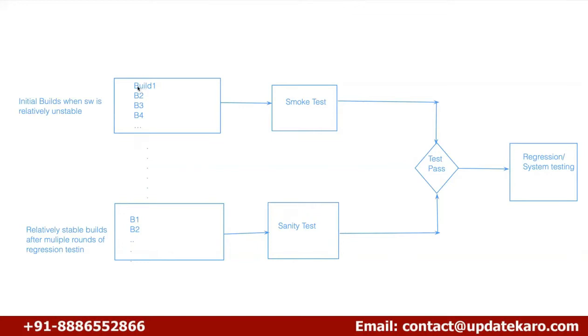If build one fails, meaning we could not install it successfully, we'll raise a ticket that the build is buggy and assign it to the developer. The developer fixes the build issues and provides one more build. Let's assume that build is B2, and now we are able to install the build successfully. Immediately we launch the application and see whether we are able to see the home page or login page or not. We will see some basic things. That is called smoke testing.